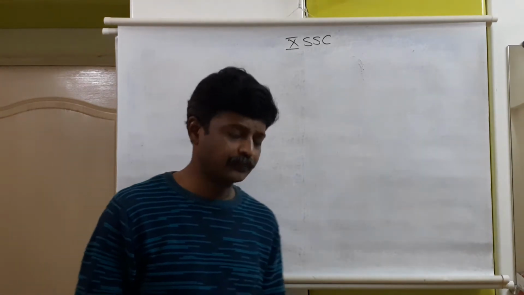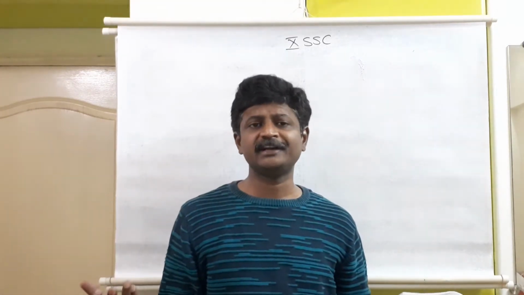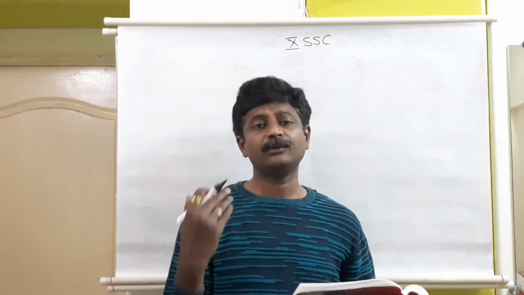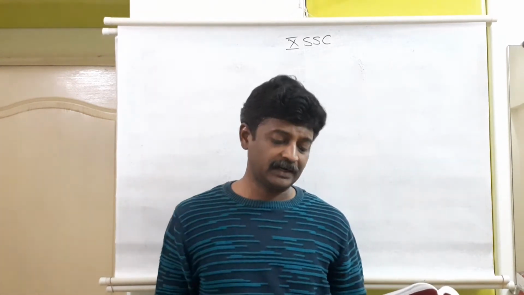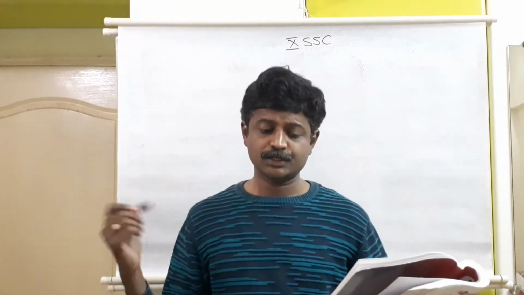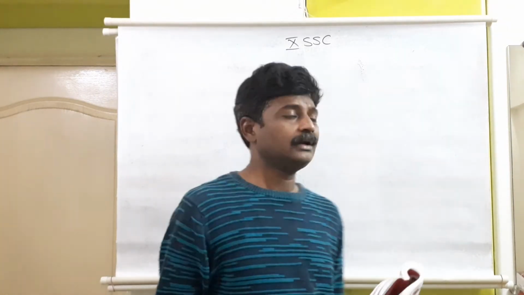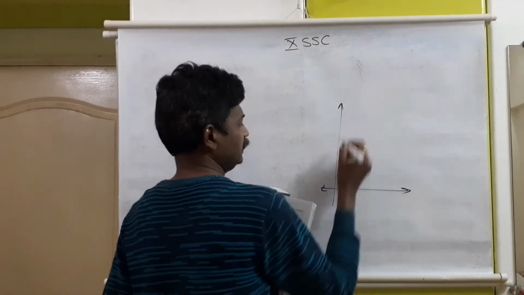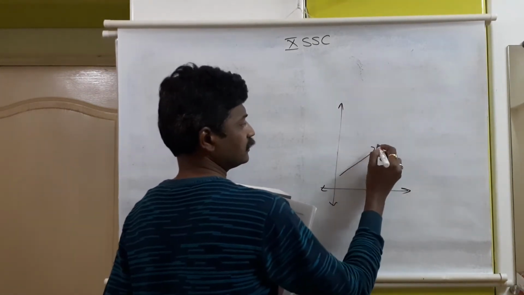Then bar diagrams. In bar diagrams again different methods are there: simple bar diagram, joint bar diagram, divided bar diagram, or percentage bar diagram. Then in the graphical method, line graph, histogram and frequency polygon. The line graph is in this way, with x-axis, y-axis, and the line graphs will be shown.